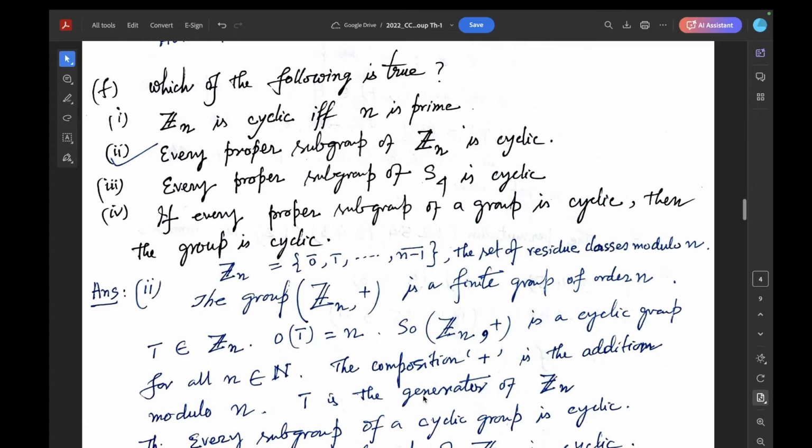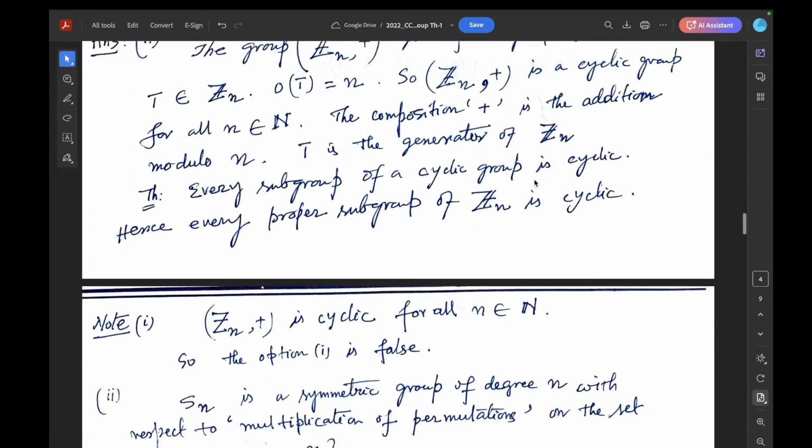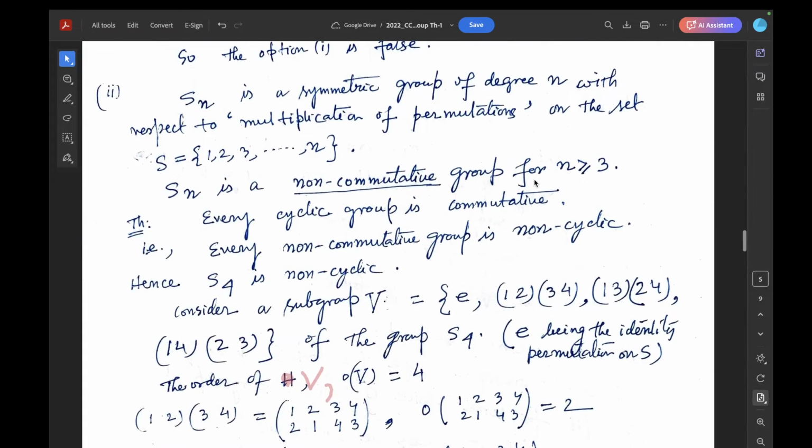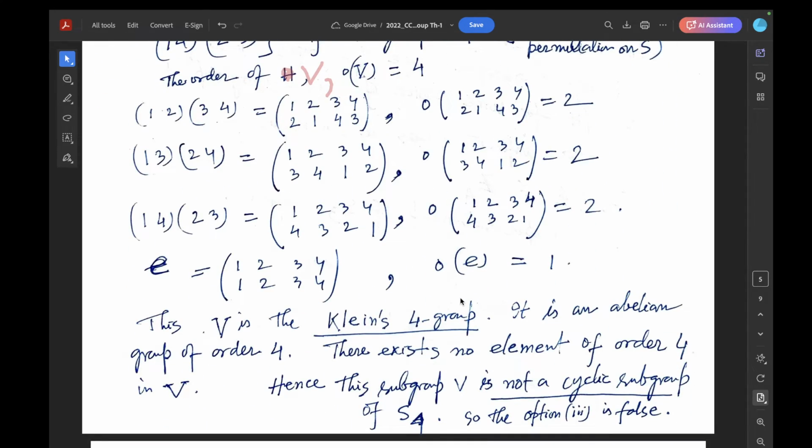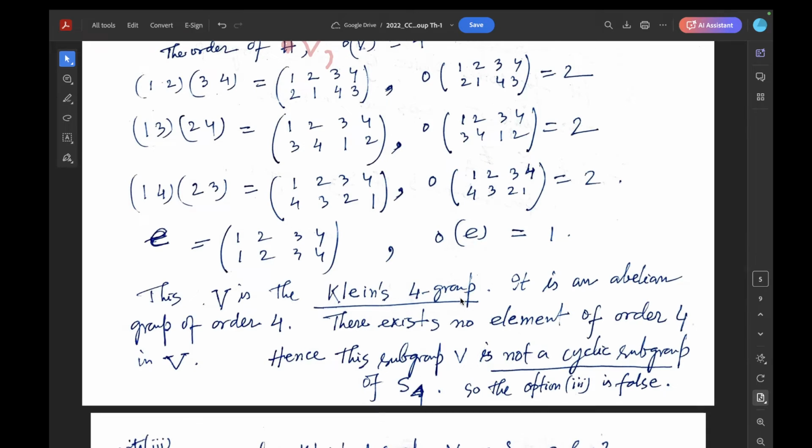So option 3 is false. Every proper subgroup of S4 is cyclic? No. Here, we consider this example: this Klein 4-group from S4 is not cyclic. This is a proper subgroup of S4, but not cyclic.